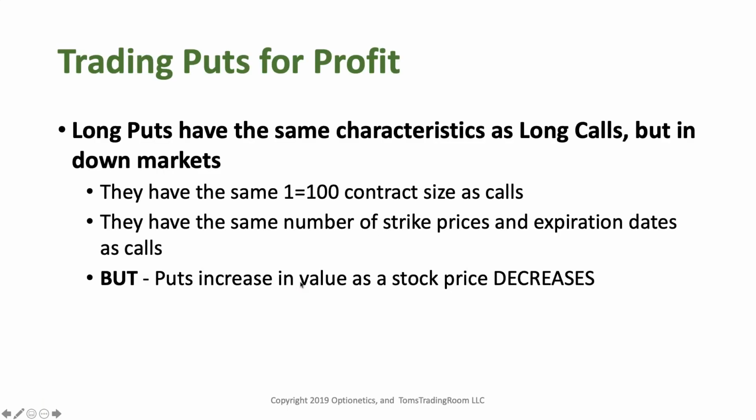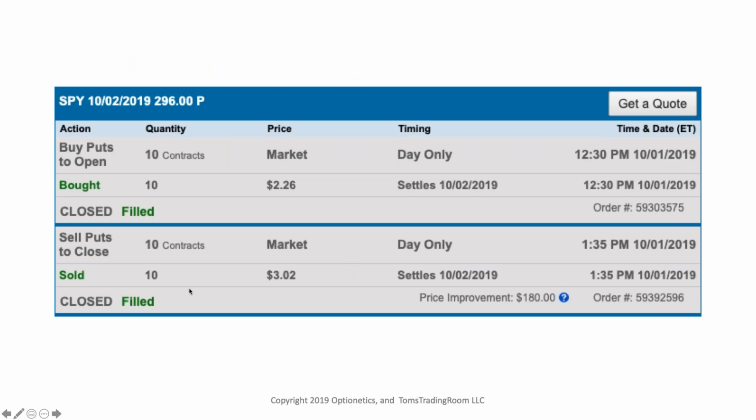All right. Puts have the same characteristics as long calls, but in down markets. They have the same 1/100 contract size as calls. They have the same number of strike prices and expiration dates as calls, but puts increase in value as the stock price decreases. So here's an example. This is one I did today, actually.